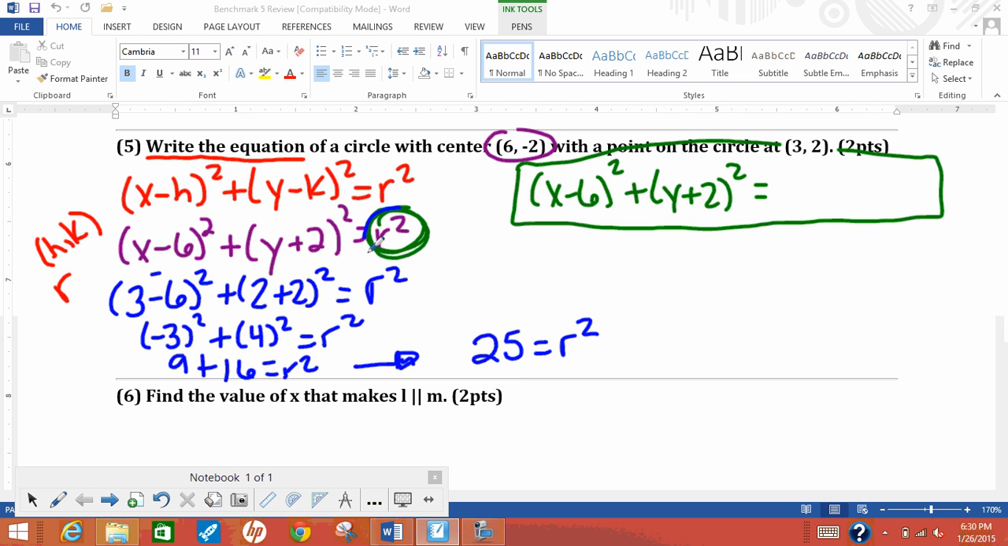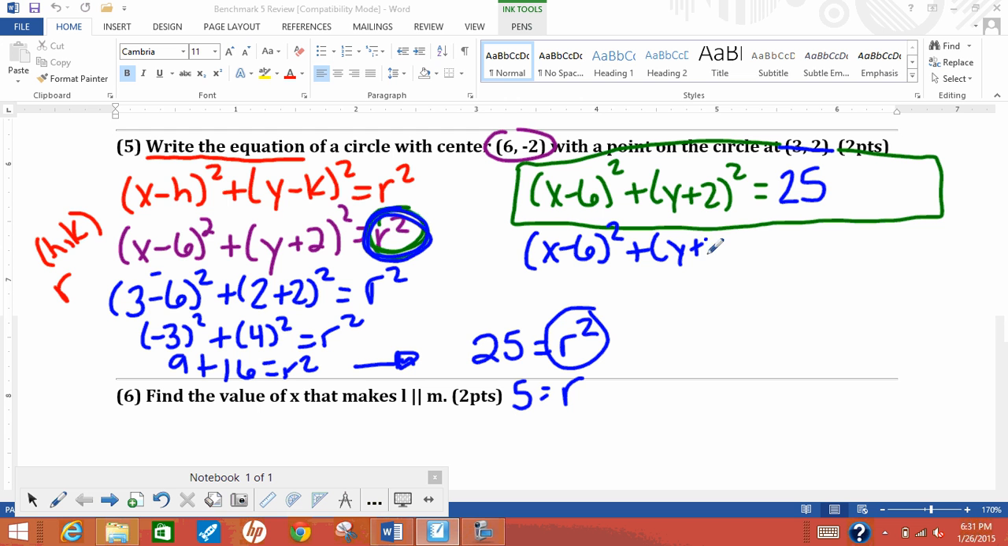So notice again, this thing I circled over here is r squared. So I can actually just take the value of r squared, which is 25, plug it in over here, and now I have my equation of the circle. An alternate answer would be, if I were to actually find r, I could square root both sides here and get r to be 5. So then my answer would be (x minus 6) squared plus (y plus 2) squared equals 5 squared.